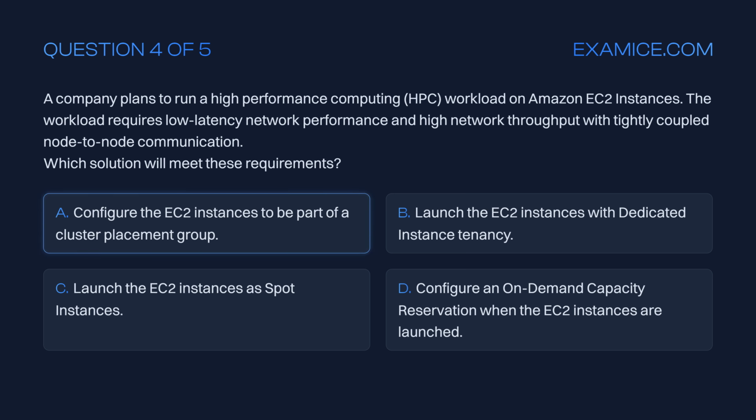Option A. Configure the EC2 instances to be part of a cluster placement group. Option B. Launch the EC2 instances with dedicated instance tenancy. Option C. Launch the EC2 instances as spot instances. Option D. Configure an on-demand capacity reservation when the EC2 instances are launched.